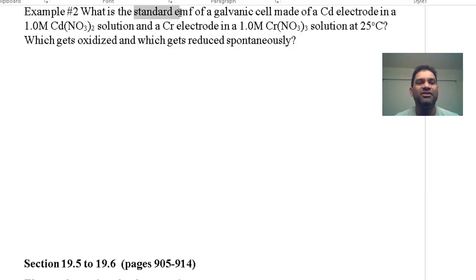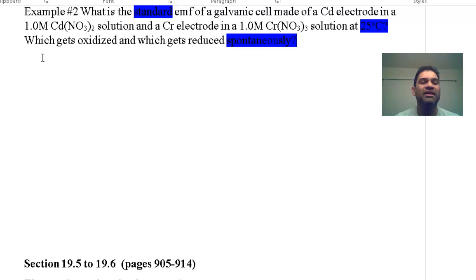Standard tells you it's standard state. 25 degrees C is also another clue that you are in the standard state. With 1 molar cadmium nitrate, remember all nitrates are soluble, so this would actually be cadmium plus 2. And chromium nitrate, the chromium is going to be plus 3. So which gets oxidized and which gets reduced spontaneously? Spontaneously means we're looking for a positive voltage.